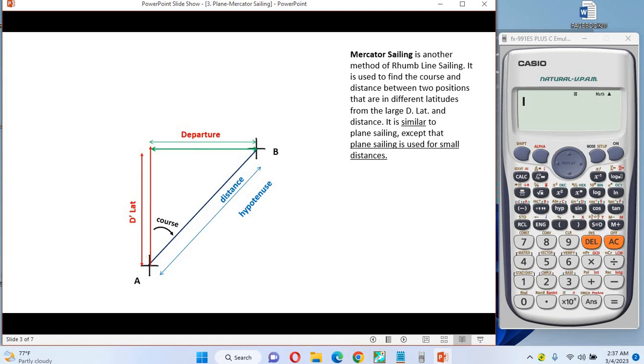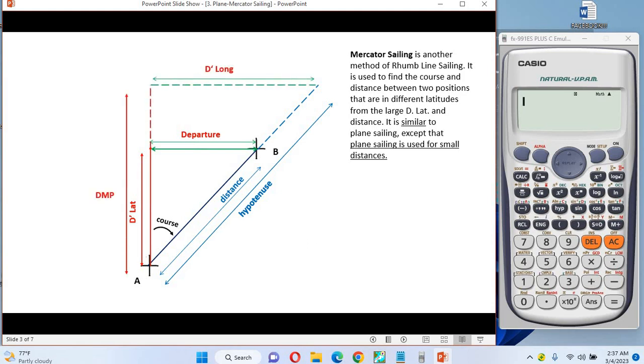Since it is large distances and this is Mercator sailing, from plane sailing we extend the triangle, since this is large. And then we change the word departure into D-long, and change the dlat into DMP, and for the distance the same. Okay, so enter the dragon, the SOH CAH TOA, and then we can derive the formula for Mercator sailing. Okay, so here we go.